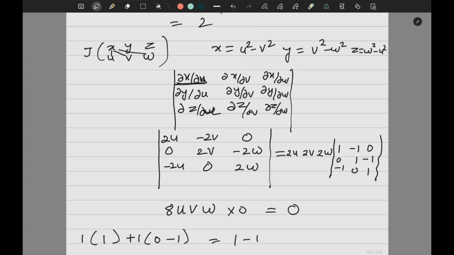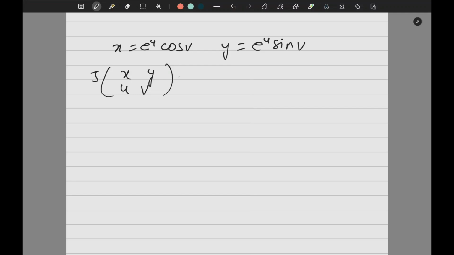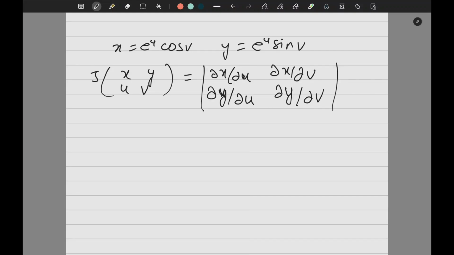So I can have 2 cross 2 also. For example, if I give you this, x is equal to e to the power u cos v and y is equal to e to the power u sin v. Then I can ask you to find the Jacobian of xy with respect to uv, right? So this will be equal to the determinant of dou x by dou u, dou x by dou v, dou y by dou u, and dou y by dou v, right?